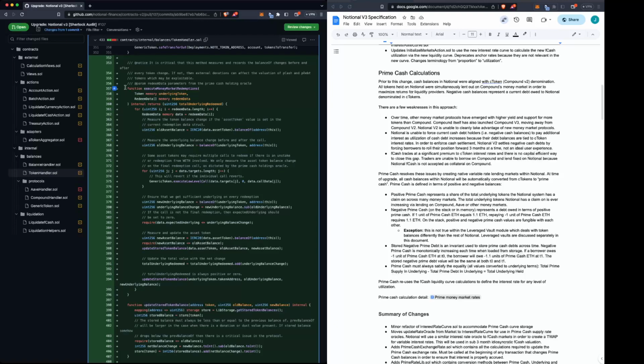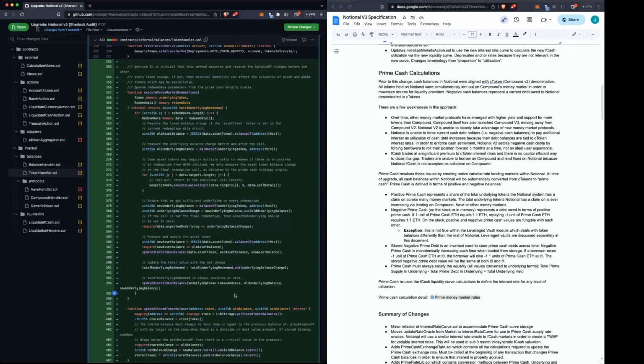One is this execute money market redemptions. So what's going on here is that in the case that Notional decides to start lending out its underlying USDC balances to external money markets like Compound or Aave, what we'll see is that the Notional contract might be holding $1 million in USDC, but maybe $50 million in Aave, like Aave V3 USDC.